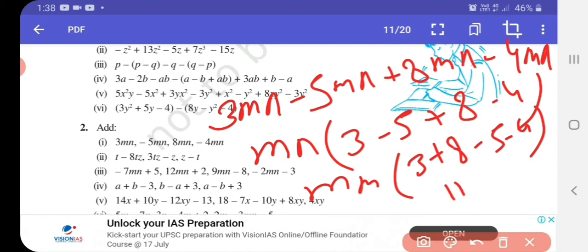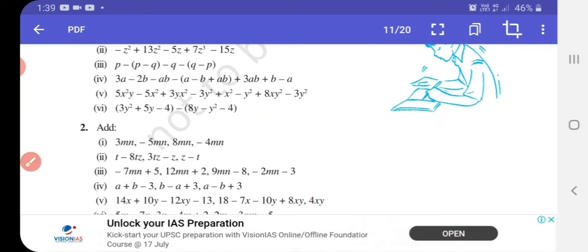So it becomes, your answer is 2mn. You have to do this type of questions. Okay. Now the next question.